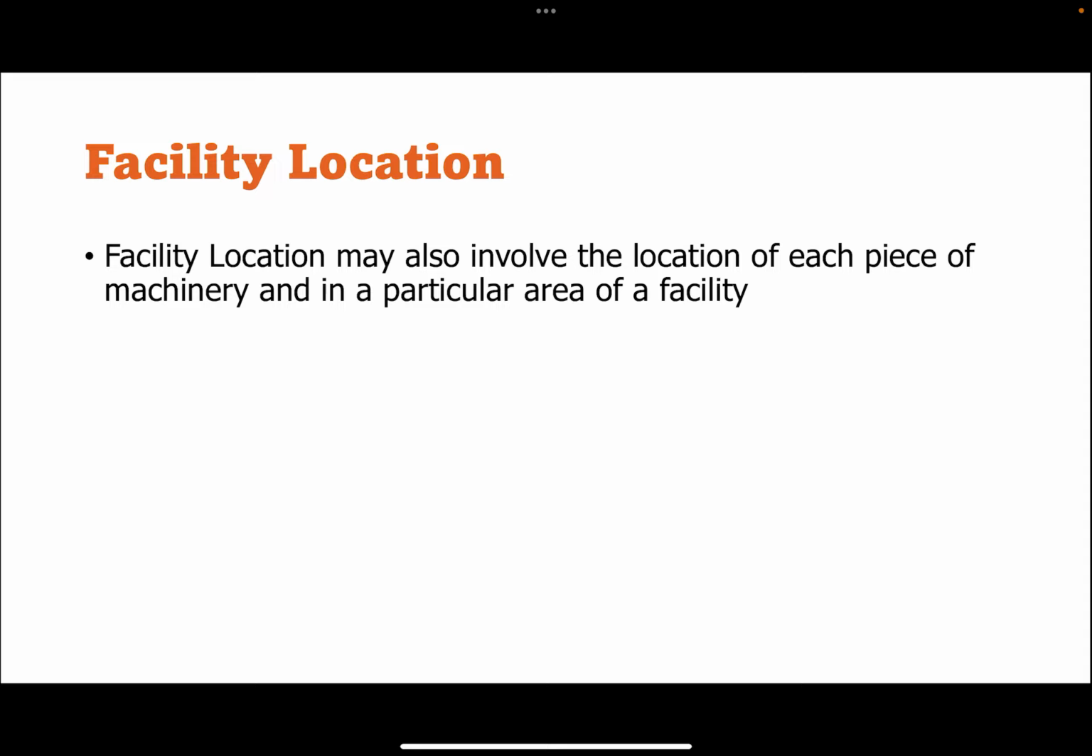And then this facility location is not limited to finding the specific location for placing your manufacturing facility, but it also involves the location of each piece of machinery in a particular area of the facility. Suppose you have found a solution and you are erecting a plant there, and then you need to find out the area where you need to keep the machines, where you can keep the office, and where you can keep the warehouse, etc. That also comes under the concept of facility planning, which is called facility layout, which we will discuss in detail in later lectures.